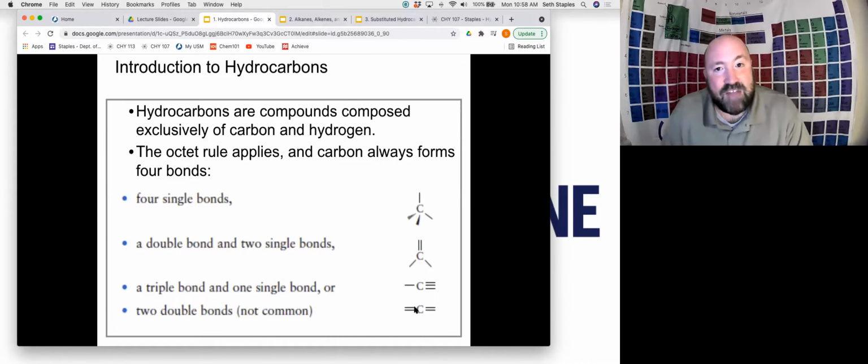As I mentioned, hydrocarbons are made up of just carbon and hydrogen. The octet rule always applies, and carbon will always look to form 4 bonds. That could be 4 single bonds, as we see here, with various things attached on the outsides. We might have 2 single bonds and a double bond. We might have 1 single bond and a triple bond. Or we might have 2 double bonds. That's not as common, but we do see it in some compounds. And so again, that provides incredible versatility for a carbon atom.